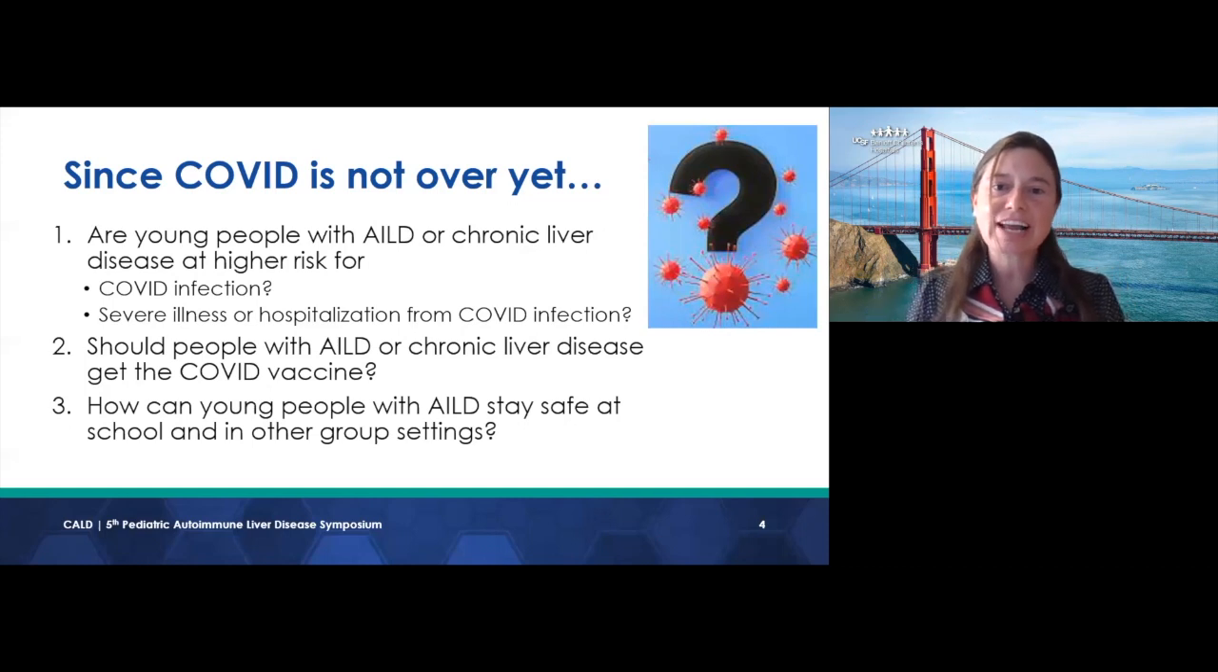Since COVID is unfortunately not over yet, I thought we could talk about 3 questions today. The first, are young people with autoimmune liver disease or chronic liver disease at higher risk for COVID infection or for severe illness or hospitalization from COVID infection? Number 2, should people with autoimmune liver disease or chronic liver disease get the COVID vaccine? What are the risks and the benefits? And number 3, how can young people with autoimmune liver disease stay safe at school and in other group settings? I imagine many of you have already ventured back into that in the last few weeks, but are still thinking about how to do this safely and how to keep things going. So we'll try to talk a little bit about that as well.